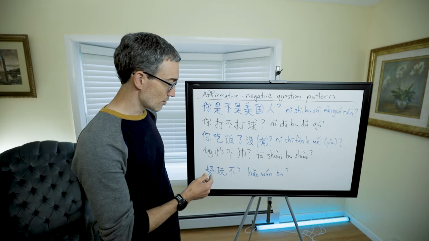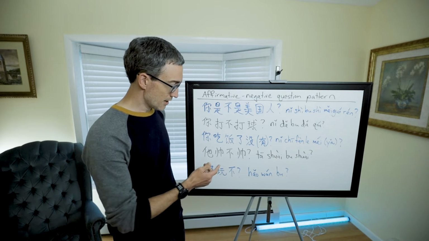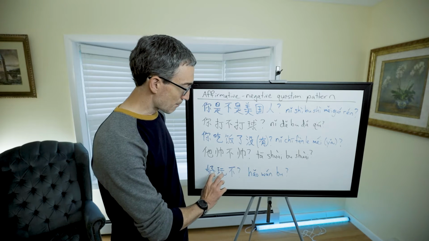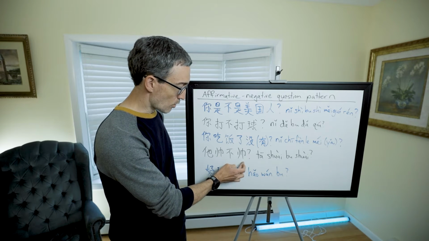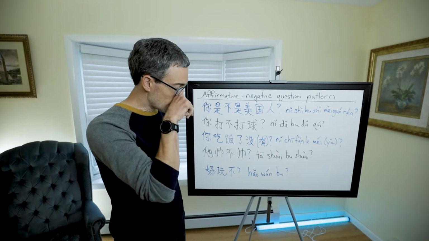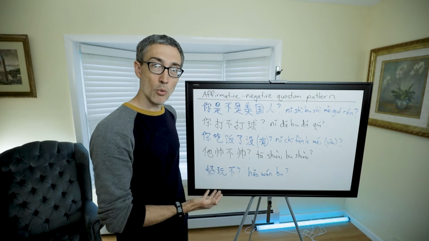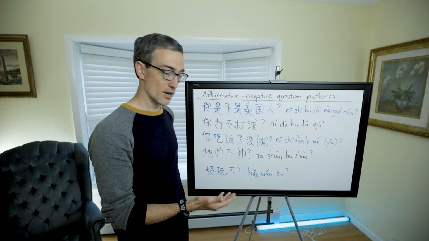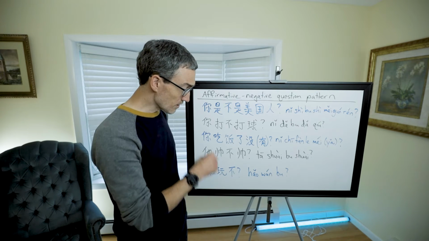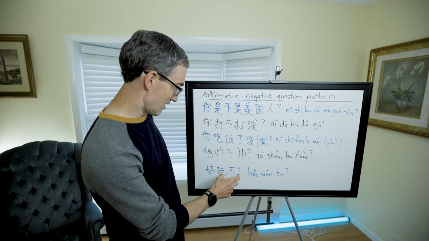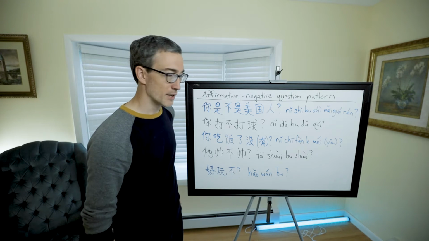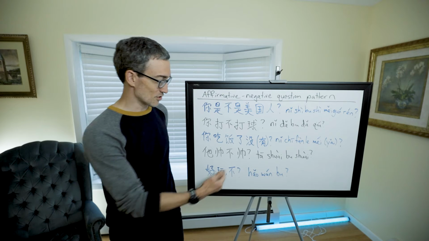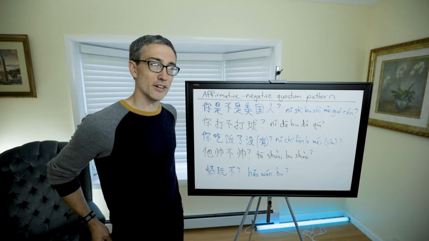And you can also, this is much less common, but you'll hear it. You can actually drop the second one and just end with 不. So for example, 好玩不? Meaning, was it fun? Or is it fun? Or whatever. 好玩不? So I just wanted to point that out too. You might hear that at times where you can actually just drop the second adjective there.